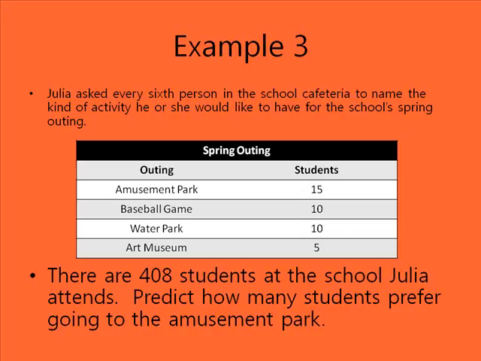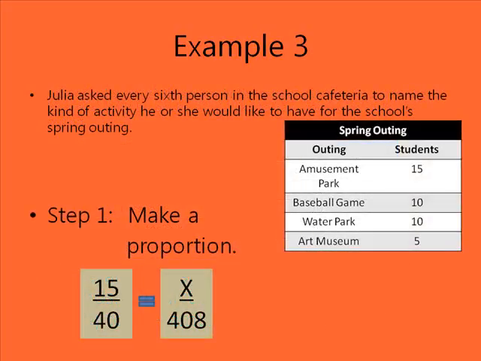We're going to take the same problem and go a little bit further. The question underneath reads, there are 408 students at the school Julia attends. Predict how many students prefer going to the amusement park. We're going to keep that fraction we had from before, 15 over 40. But now I've made a proportion.